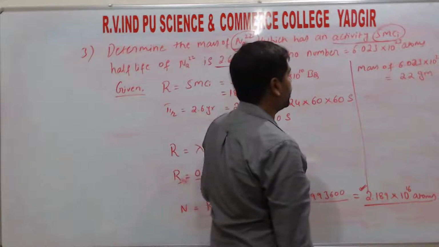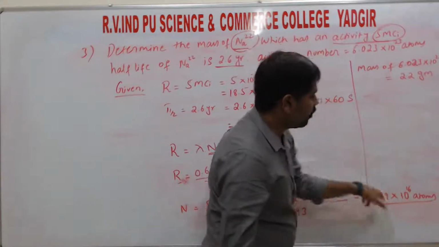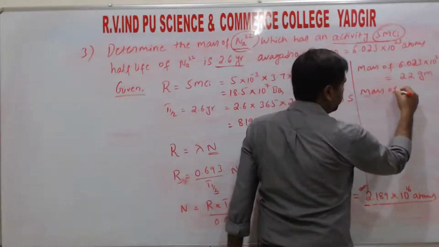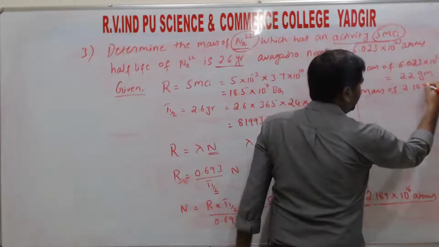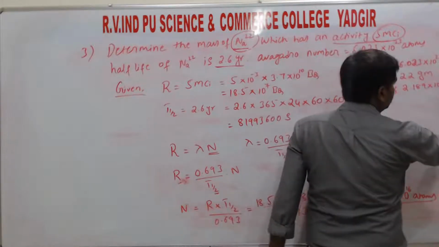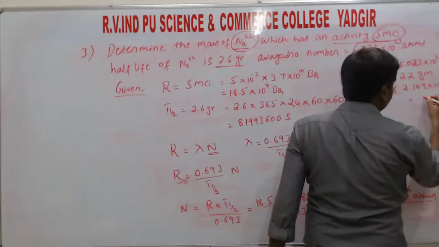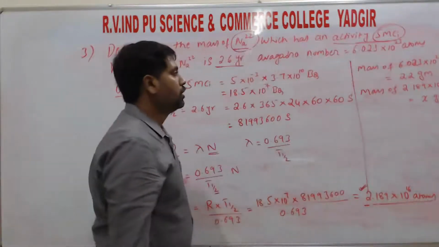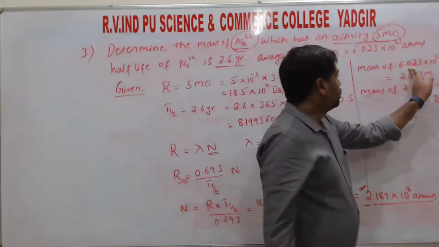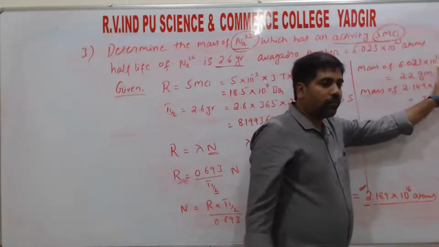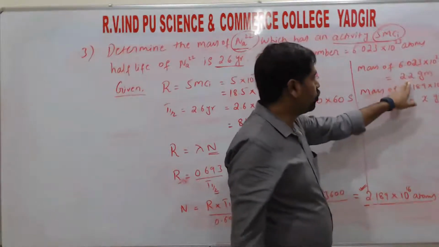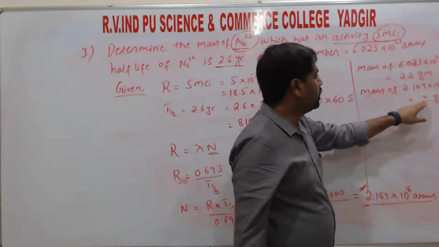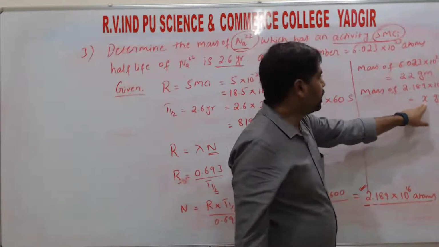So here we need to find the mass which consists of this number of atoms, right? So from here, mass of 2.189 into 10 to the power of 16 atoms, that is equals to, we don't know that one, x gram, right? So 6.023 into 10 to the power of 23 atoms having the mass 22 grams. So here 2.189 into 10 to the power of 16 atoms having the mass x, right? So we need to find x, right?